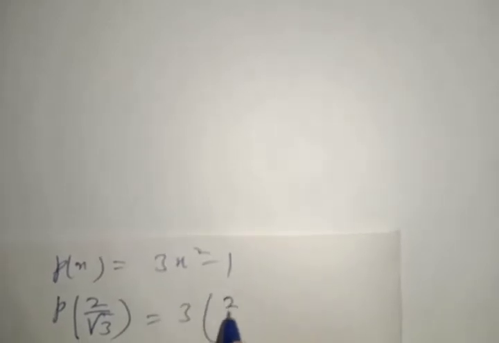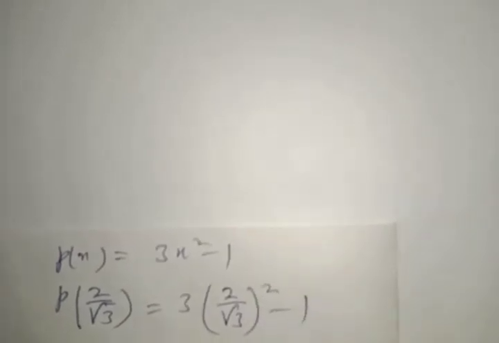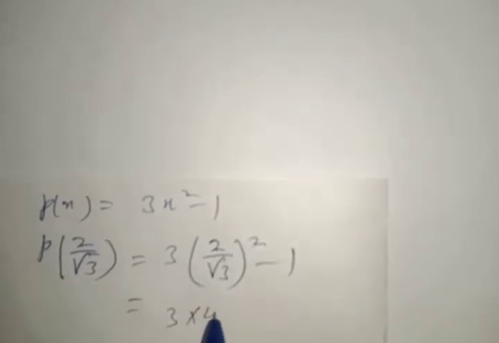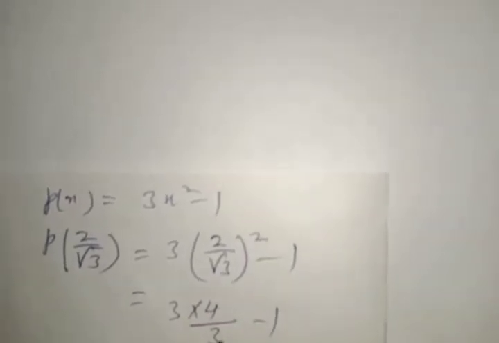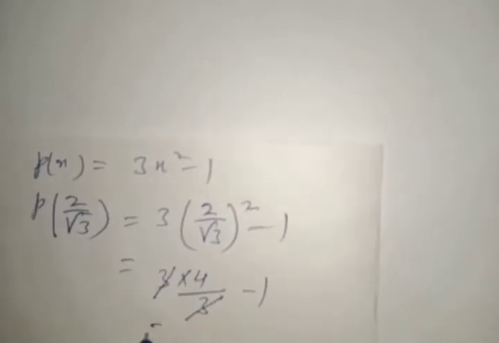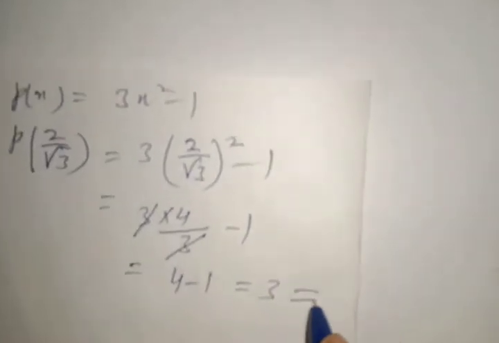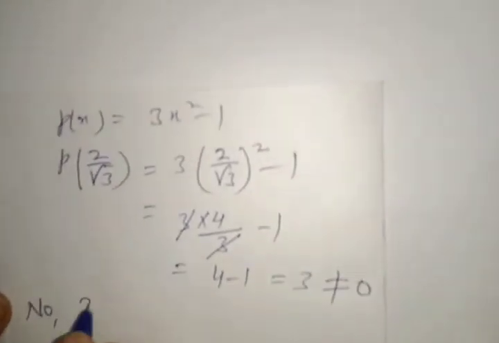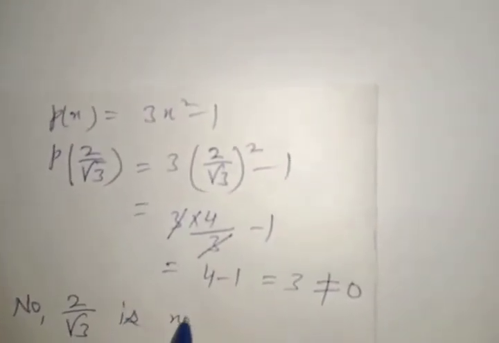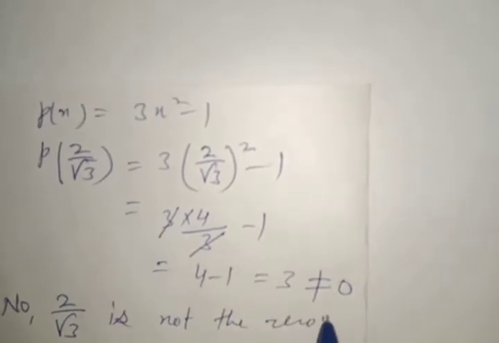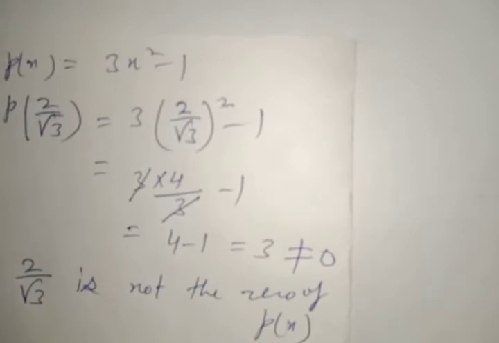The second part of the same question is that p(x) is equal to 3x square minus 1, and the value we need to check is 2 by root 3. In place of x, write 2 by root 3 square, minus 1, times 3. 2 square is 4, root 3 square is 3, minus 1. Cancel this 3 with 3. So it is 4 minus 1, which is 3, not equal to 0. So no, 2 by root 3 is not a zero of p(x). I hope this question is clear to you.